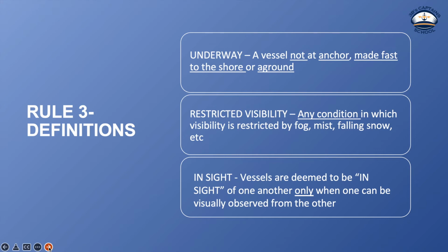Restricted visibility. Any condition in which visibility is restricted by fog, mist, falling snow, etc. In sight. When you see the terms in sight used, it means vessels are in sight of one another, which means they can basically see each other visually, not with radar or any other kind of tools, but you can look out the window of your vessel and see the other vessel. You're in sight. If you can't see them because of fog, mist, falling snow, then you're not in sight.